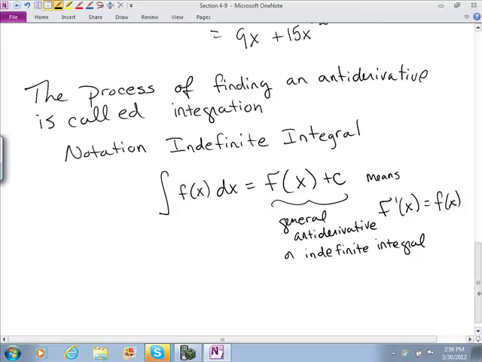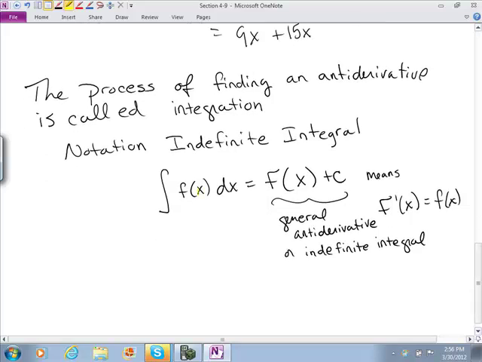And this little function, little f of x right here, is called the integrand, the one who is being integrated. Okay, and the symbol dx, this is your differential. It's kind of what you're integrating with respect to. You'll hear me say that a lot. And this number right here, the c, is called the constant of integration.